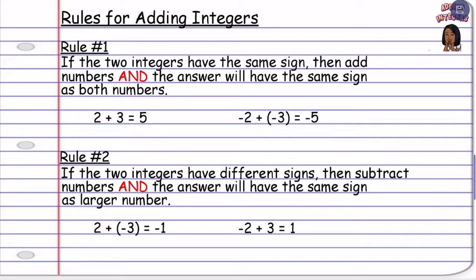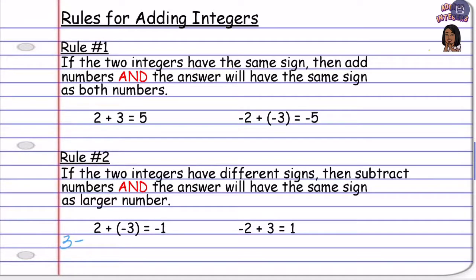Rule number 2. If two integers have different signs, then subtract the numbers and the answer will have the same sign as the larger number. We have 2 plus -3 equals -1. So because the numbers are different, we're going to subtract. So we have 3 minus 2 equals 1. The answer is negative because the 3 is the larger number and it is negative.